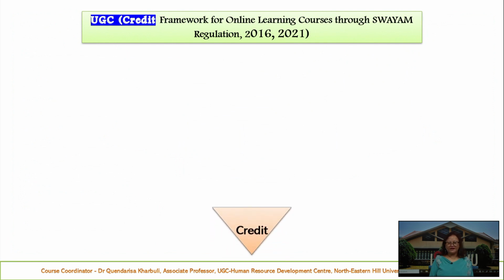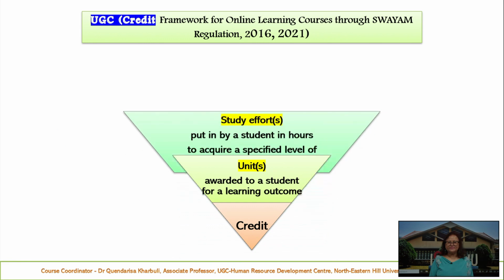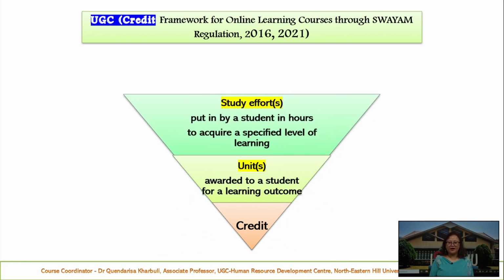So how do we define credit? Now credit is defined as a unit or units that is being awarded to a student for a learning outcome. Then how is this unit measured? Now this unit is measured as efforts put in by the student in hours of study to acquire a specified level of learning. So accordingly, I as a coordinator can come up with number of credits depending on the course that I want to share with my learners.